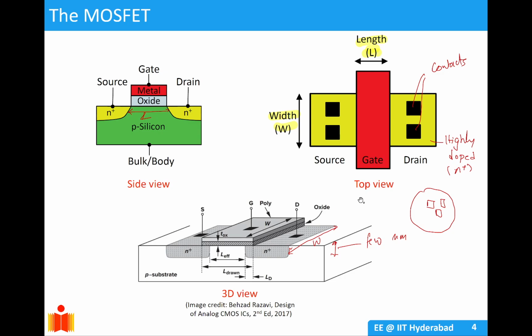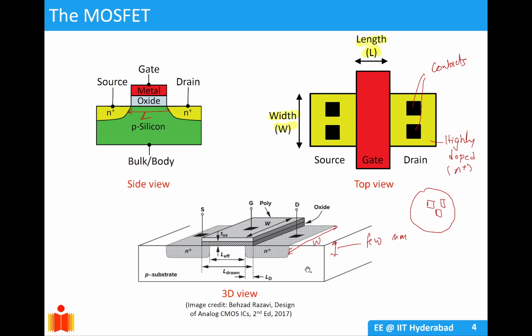So this is the side view and top view of how it looks. This yellow portion, and then on top of that you make your metal. On this highly doped silicon you deposit metals for making contacts, and this middle part is covered by your gate metal.